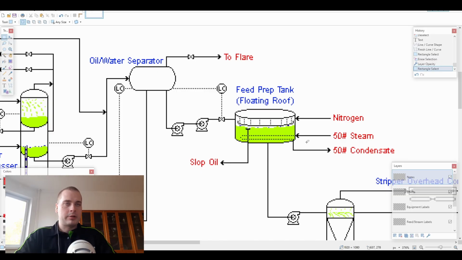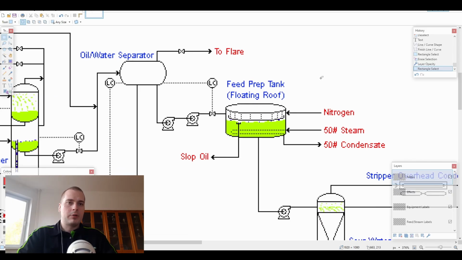The hydrocarbons that are still in the sour water will have some time to float to the top, and there is going to be an oil skimmer that's going to skim the oil, and all this skimmed oil will be collected and sent off to another plant for recycling.